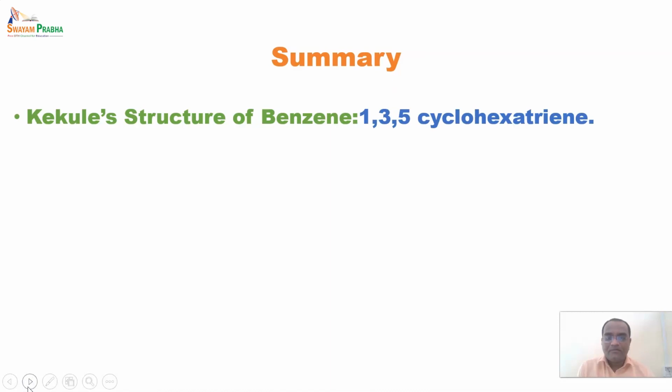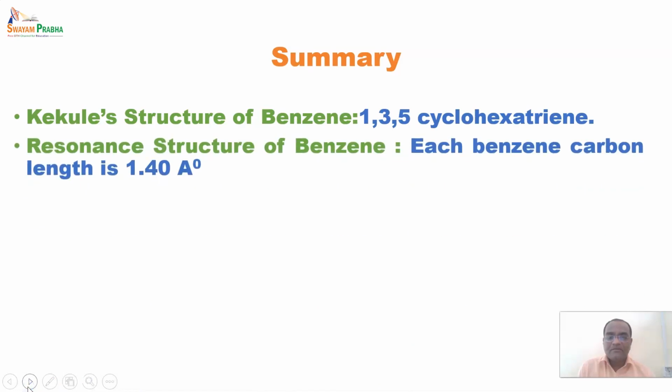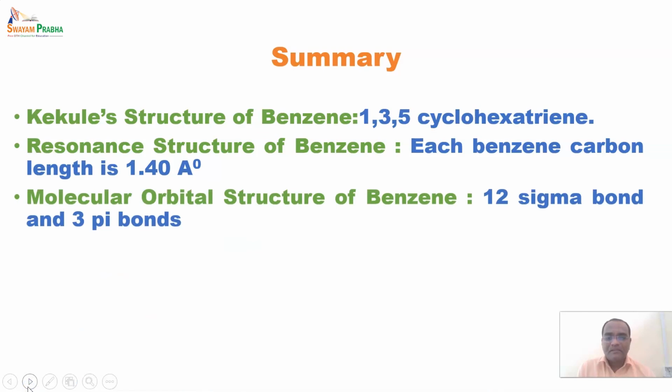After that, we saw the Kekulé structure of benzene. Kekulé suggested that the structure is cyclic in nature, containing alternate double and single bonds. The structure proposed by Kekulé was 1,3,5-cyclohexatriene. After that, we saw the resonance structure of benzene: 2 resonating structures and 1 hybrid structure, with each benzene carbon-carbon bond having a length of 1.40 angstrom. After that, we saw the molecular orbital structure of benzene having 12 sigma bonds and 3 pi bonds.